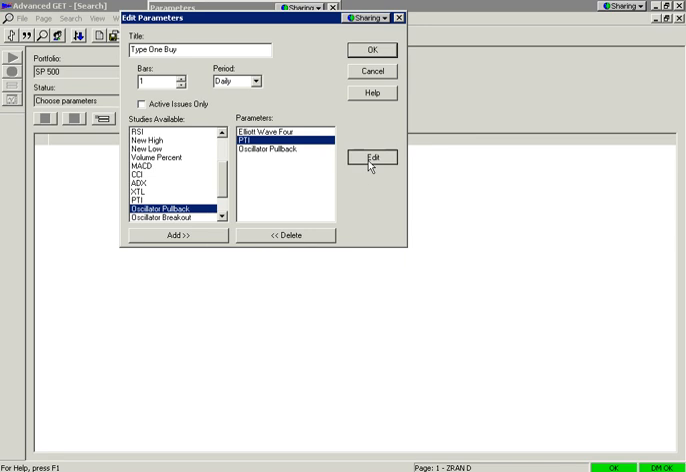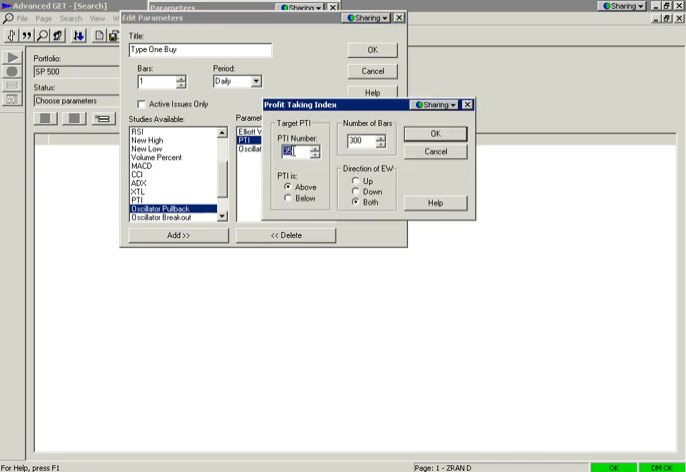The PTI, I'll edit that as well. PTI, we want it to be at 35. We want it to be above 35. Number of bars to calculate the Elliott waves again is 300, and the direction of Elliott waves is up. And I'll hit OK.